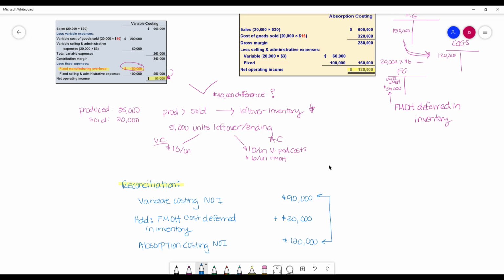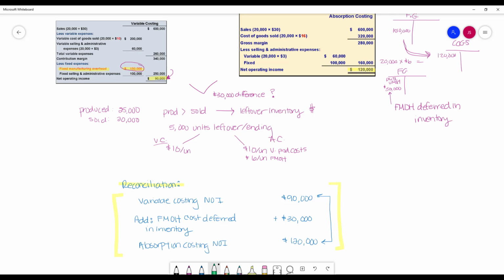So $30,000 of that fixed manufacturing overhead is still stuck in inventory under absorption, so it never flowed through to the income statement, which means that we didn't subtract as many costs under absorption costing as we did under variable costing, which leads to a higher net operating income if you're subtracting out a smaller amount of costs versus variable costing. Whereas under variable costing, remember, we subtracted out all $150,000 of the fixed overhead because we see it as a period cost. So we subtracted all of that. None of that $150,000 was deferred, which led to the smaller net operating income at the end of the day. So that's what the reconciliation looks like when we compare variable costing to absorption costing.